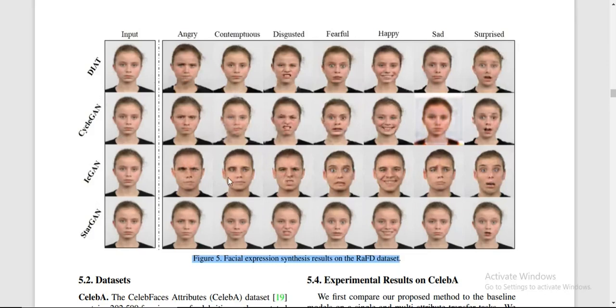And if you see this, IcGAN generates the image, but it does not preserve the identity of the input image. For example, in the input image there is a girl, and it generates different face emotions, but the output image seems like a boy, right? It changes the identity information, but that is not found in the other two baseline architectures, but they do not seem quite realistic.